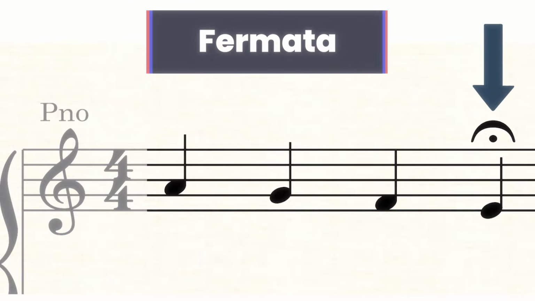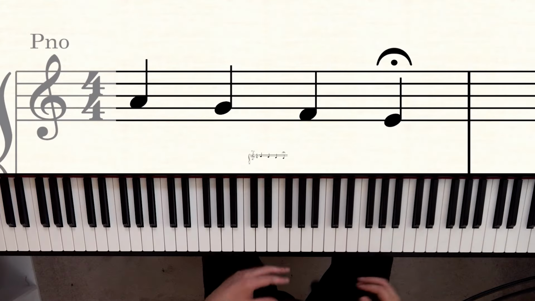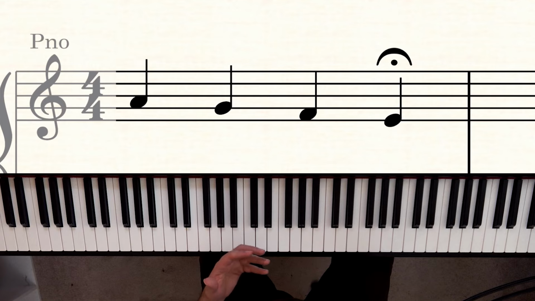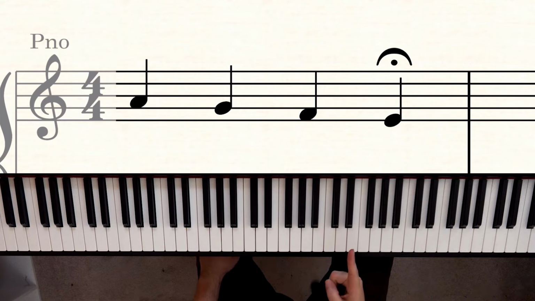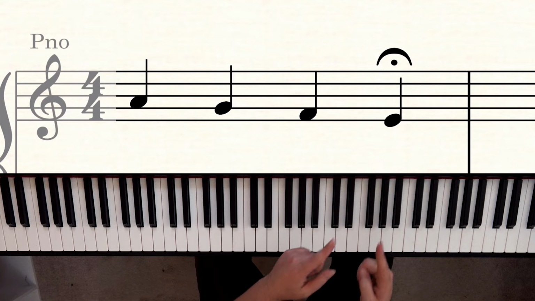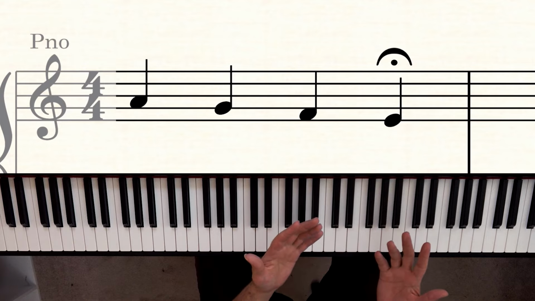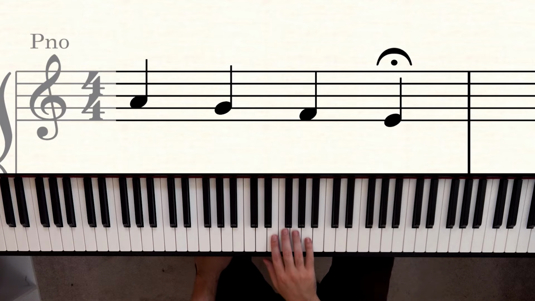Next up is the fermata, which looks like a funny looking eye or something. And this one is actually pretty easy, but it does confuse a lot of students. So the whole idea of a fermata right here is that you're going to be holding that note longer than its intended value. Now, what is its intended value? Well, a quarter note. That's what note is written there. So normally you would count this as 1, 2, 3, 4. Pretty simple, right?